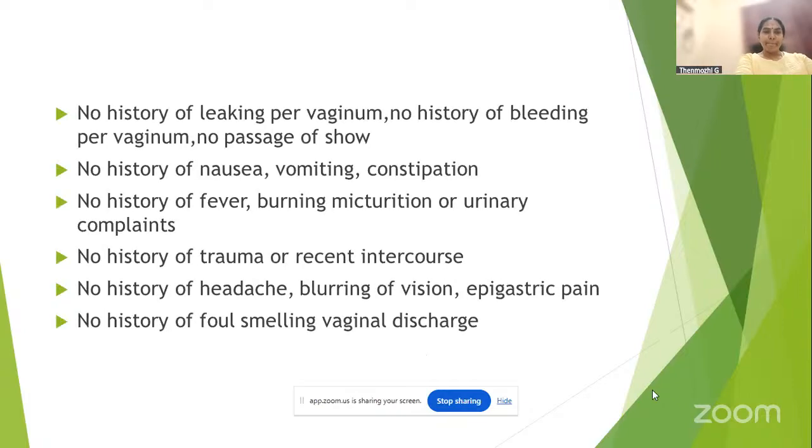Next page. No history of leaking per vaginum, no history of bleeding per vaginum, no passage of show, no history of nausea, vomiting, constipation, no history of fever, burning micturition or urinary complaints, no history of trauma or recent intercourse, no history of headache, blurring of vision or epigastric pain, and no history of foul smelling vaginal discharge.